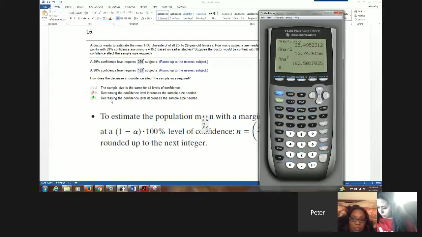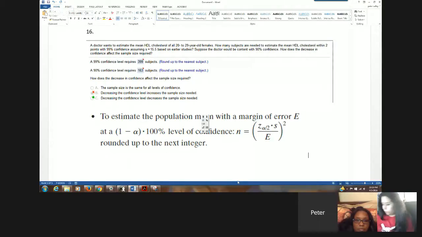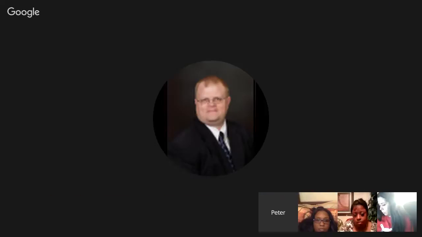Alright, and then the very last question talks about what happens when you decrease the confidence level. Decreasing the confidence level decreased the sample size that was needed. Okay. Alright, so at this point, I'm going to stop sharing.